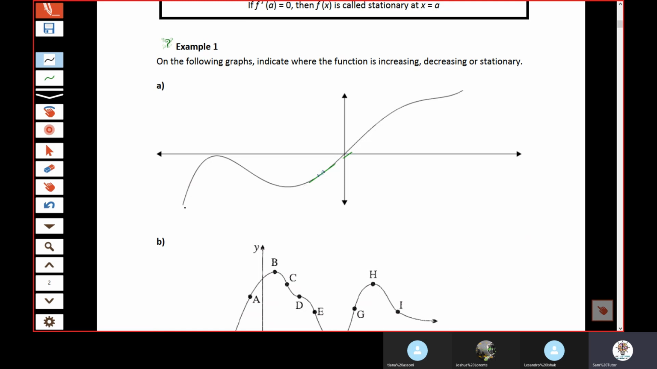Starting from the left. Tiana, what do you reckon? Increasing. Just draw these positives and negatives, yeah? Positive, positive, and then here, flat, so 0, negative, negative, negative, flat, 0, positive, positive, positive.